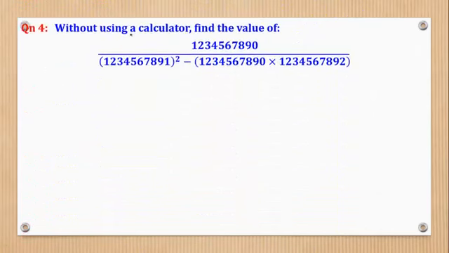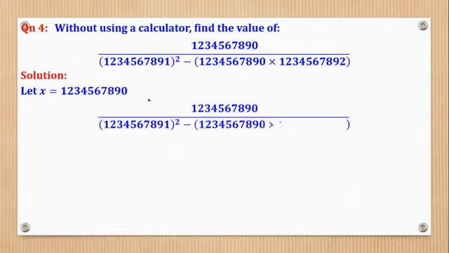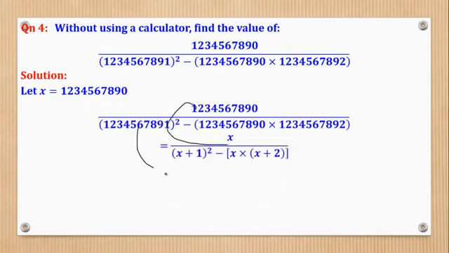Then question 4, without using a calculator, find the value of this. So these values are big and they don't want us to use a calculator. But there's just one little logic which you have seen in question 3. So you're going to let the smallest, there is this, there is this, there is this. So this is the smallest. That's what we let be x. Then we come and substitute. Where there is this, we put x. This we put x plus 1. This is x. This is x plus 2.